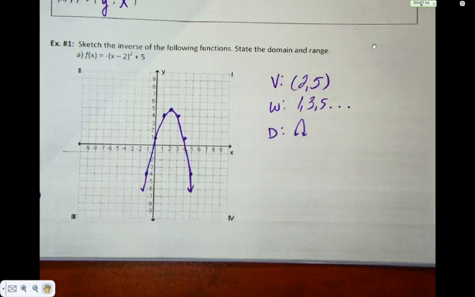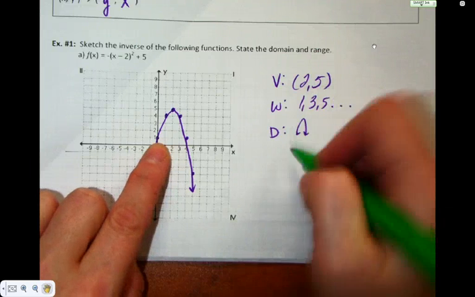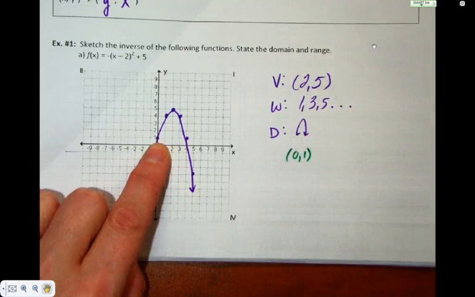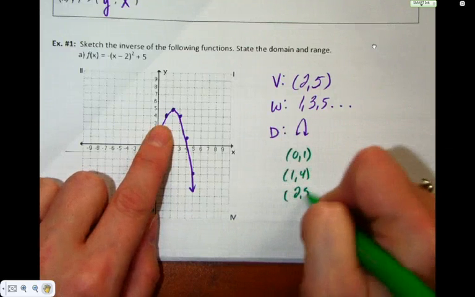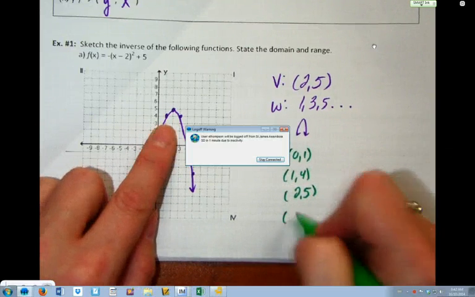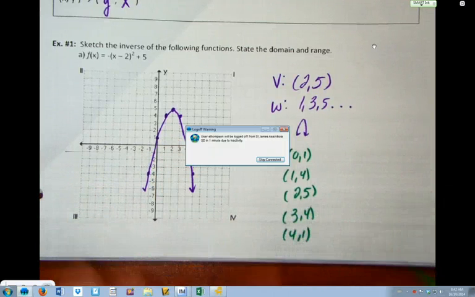Okay, I'll do the point people the first time. If you're not a point person, just hang out and wait. I'm going to grab, I don't know, this point here, which the current coordinates are 0, 1. Then if we go up, we have 1, 4, 2, 5, coming back around, 3, 4, and 4, 1.